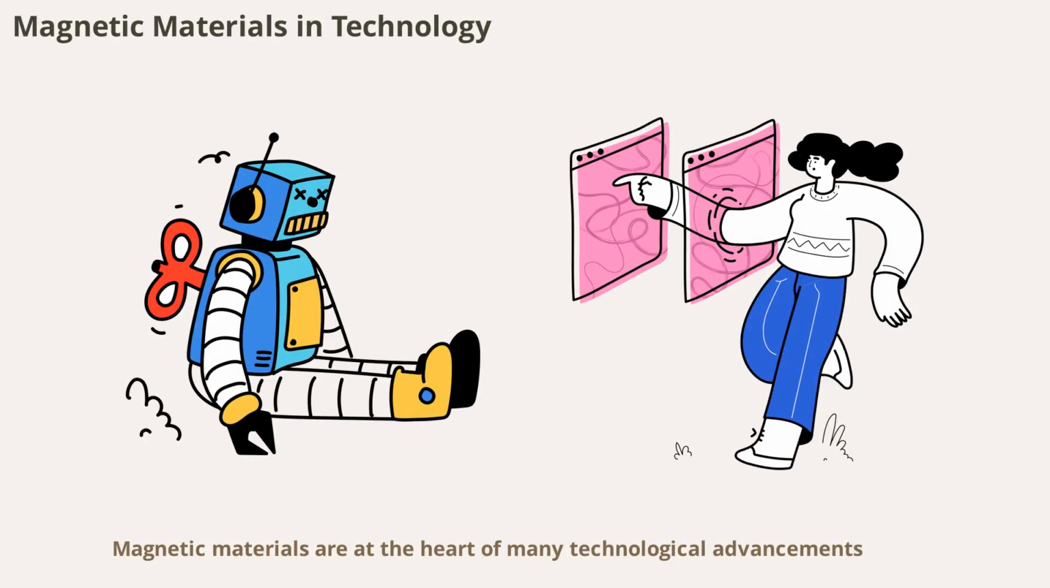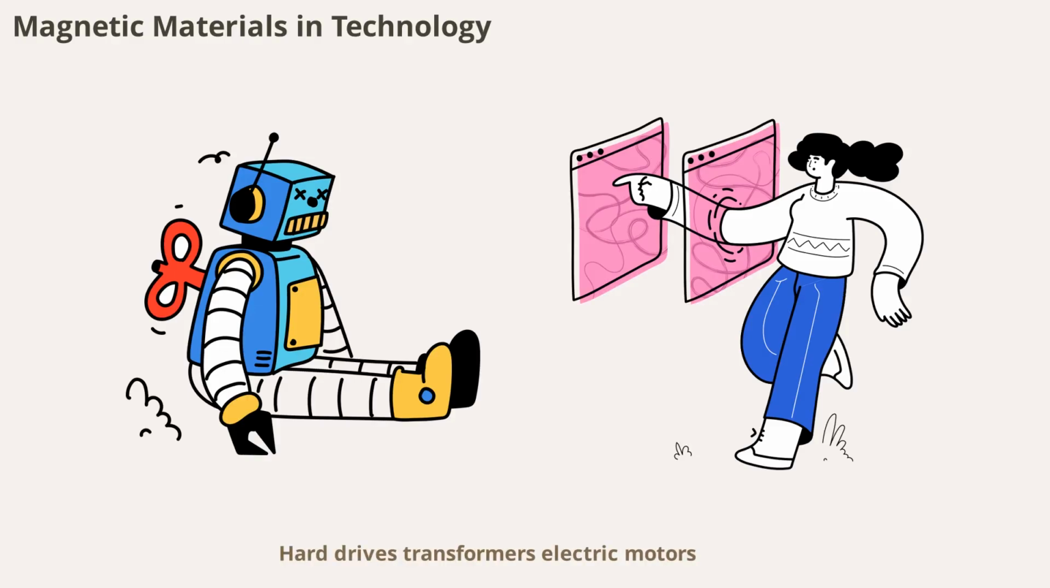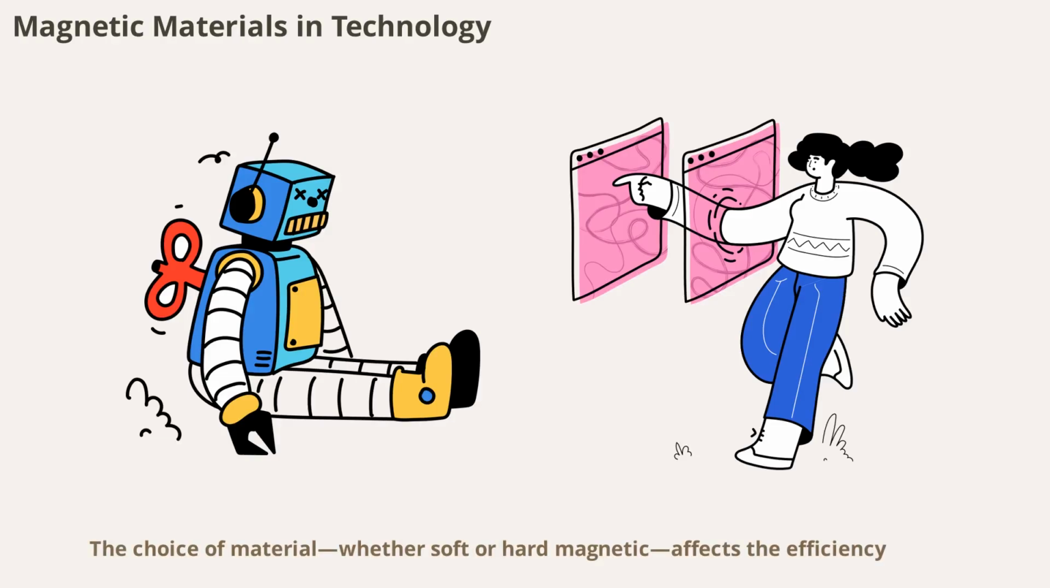Magnetic materials are at the heart of many technological advancements. Hard drives, transformers, electric motors, and sensors all rely on the unique properties of magnetic materials. The choice of material, whether soft or hard magnetic, affects the efficiency, durability, and performance of these devices. Engineers carefully select materials based on their magnetic properties to optimize device functionality.